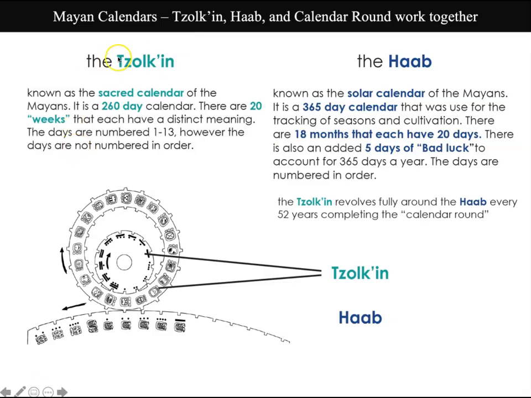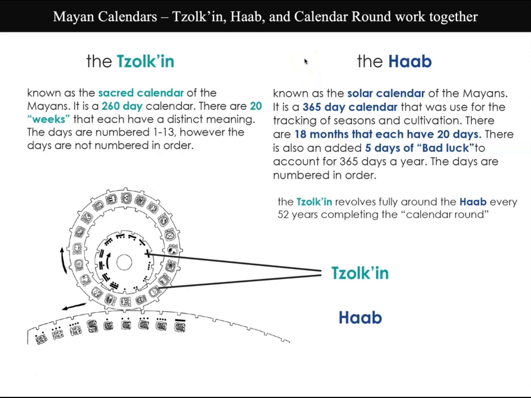So you have the calendars working together, the Tzolk'in and the Hab. The Tzolk'in was a sacred calendar of the Mayans and a 260-day calendar. There are 20 weeks. Each day is numbered 1 to 13, but not numbered in order. And the Hab is known as the solar calendar of the Mayans. It was also a 365-day calendar that was for tracking of seasons and cultivations.